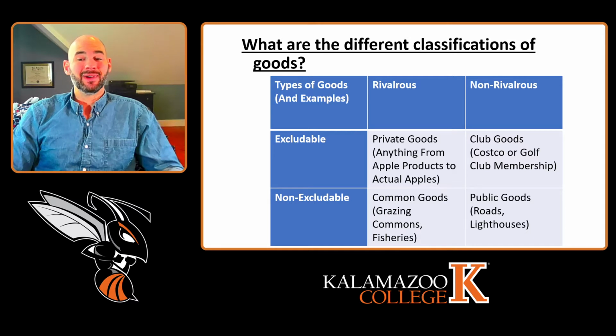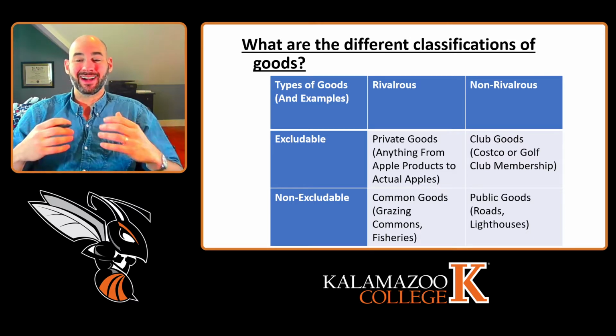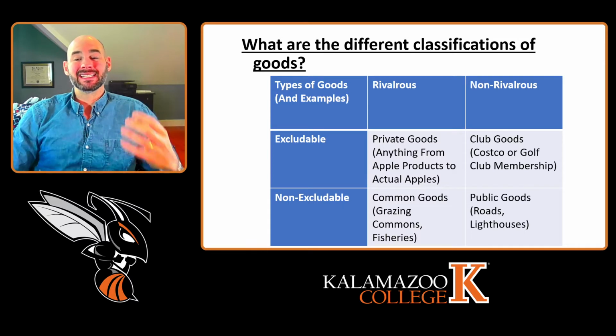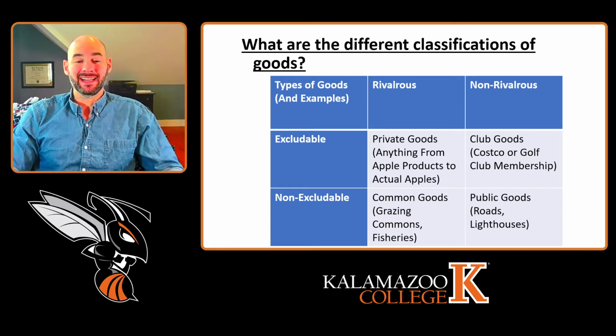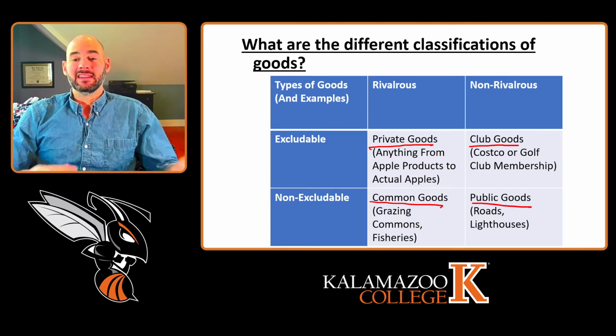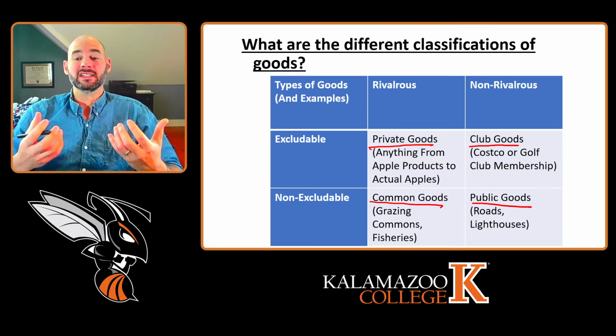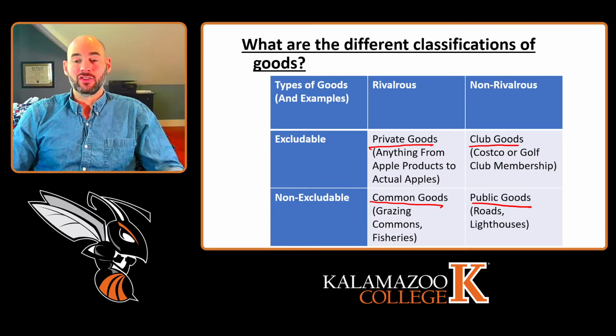So as you can see in this table, I love 2x2 tables. I think they're great ways of distilling information. We basically have four types of goods which we can consider in supply and demand frameworks. So we can look at private goods, club goods, common goods, and public goods. And these types of goods or services are going to differ based on two characteristics: whether they are rivalrous and whether they are excludable. So what do these terms mean?